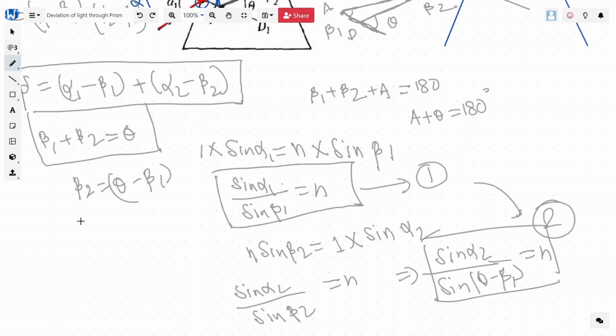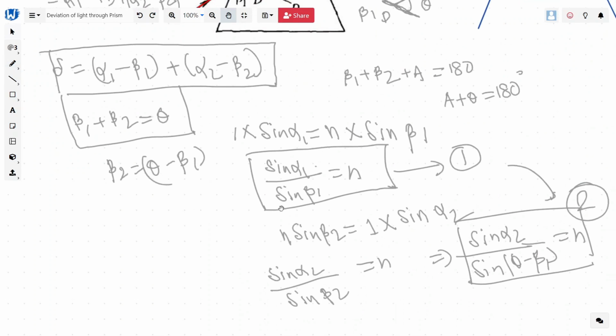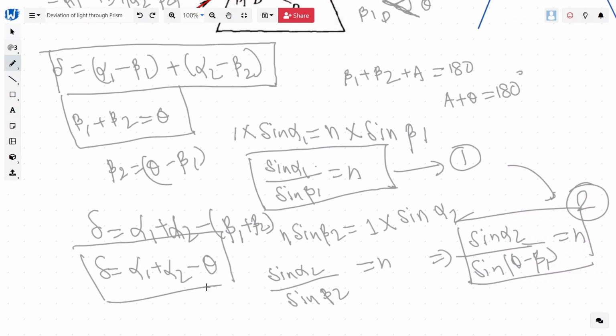Now just look at this. Let's define the delta again. So this delta in here is alpha 1 plus alpha 2 minus beta 1 plus beta 2. Okay, we have shifted the bracket. Put simply, it's alpha 1 plus alpha 2 minus theta, because beta 1 plus beta 2 is equal to theta. So now we have everything written in alpha 1, alpha 2, beta 1 and beta 2.